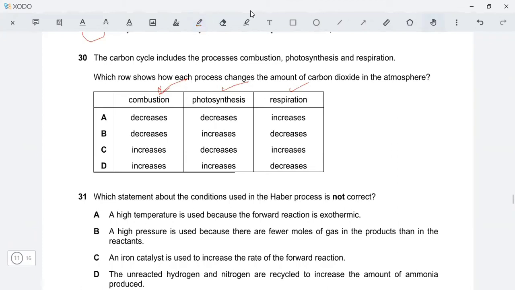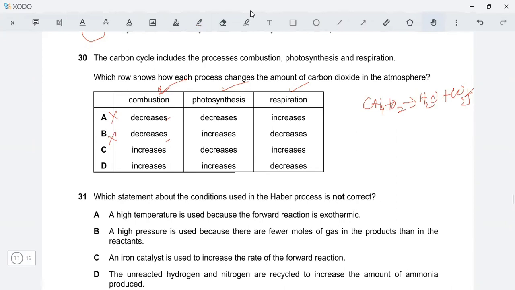With anything you burn, let's suppose you burn methane in the presence of oxygen. It will produce, of course, water and carbon dioxide. That means the amount of carbon dioxide is supposed to be increased, right? Combustion process. So options A and B are supposed to be wrong because they mention decrease. So the answer can be C or D, right?